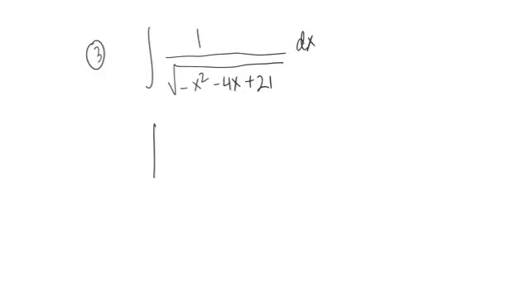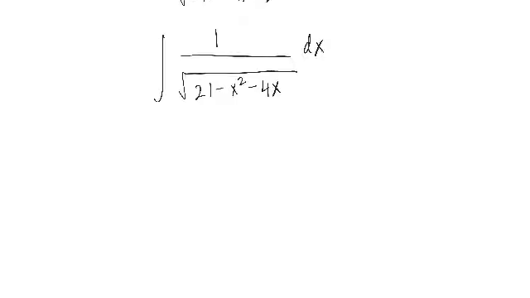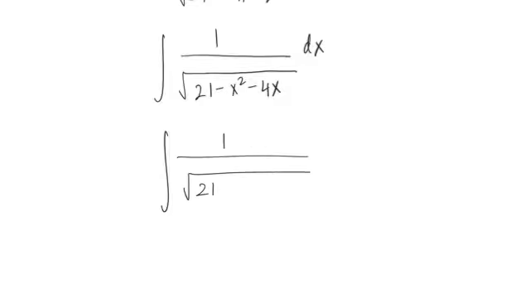So we are going to first put the number first. So say 21 minus x squared minus 4x. And then you want to pull that negative sign out. So we're going to think of it this way. So it's 1 over the square root of 21 minus x squared plus 4x. Okay, so once you get it there, you are going to complete the square. So go off and think about completing the square.